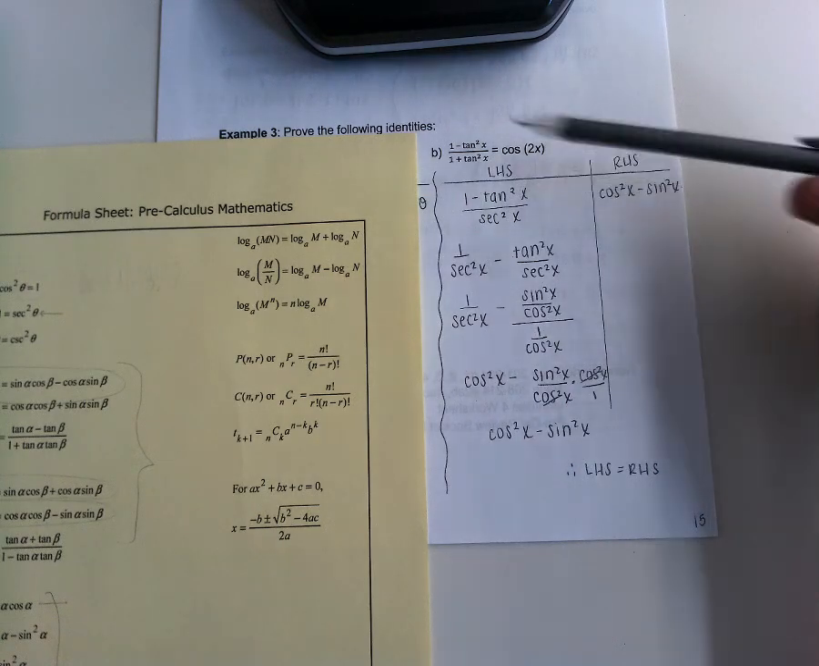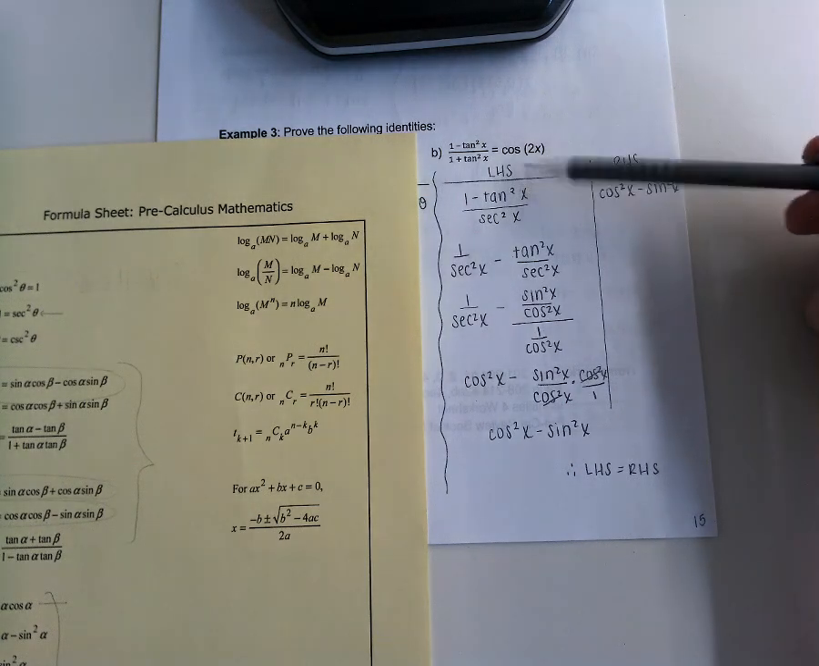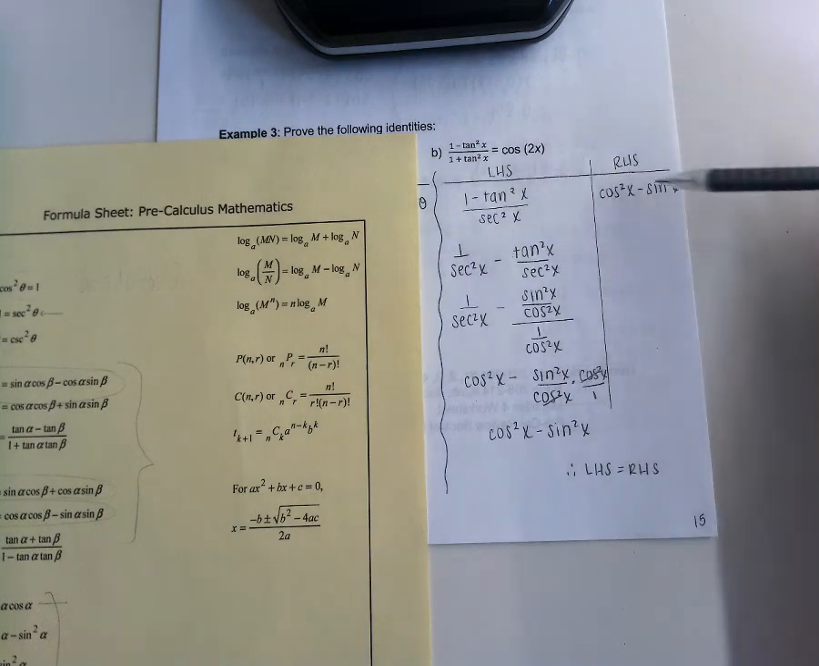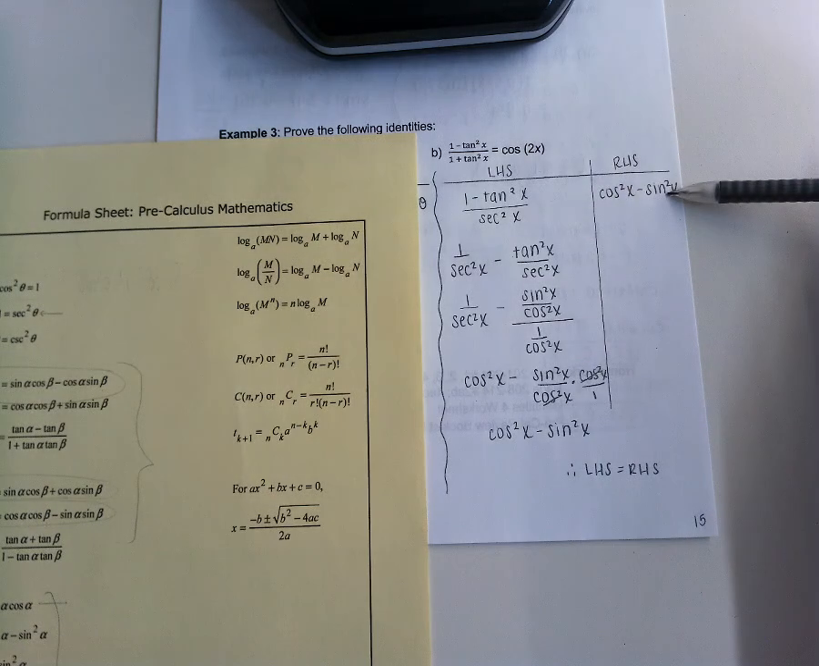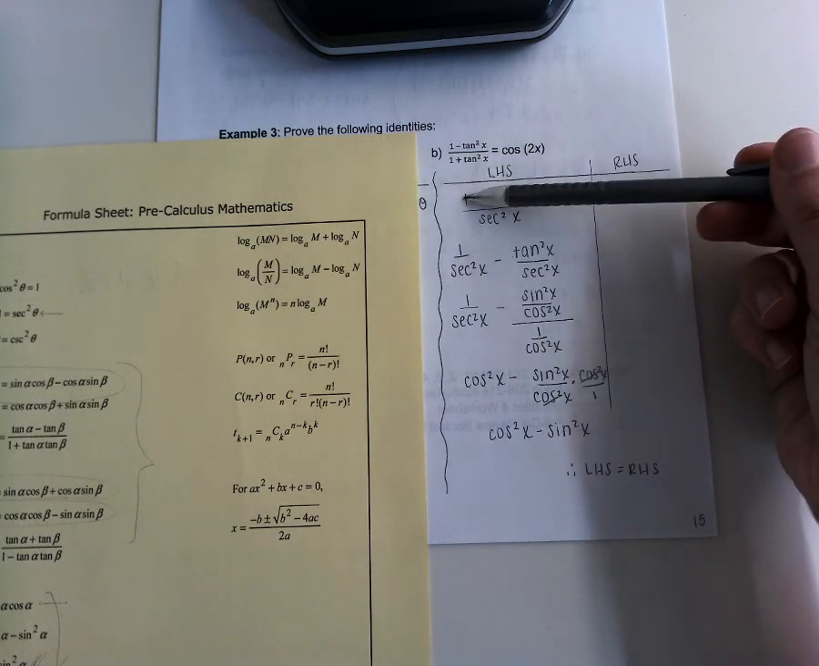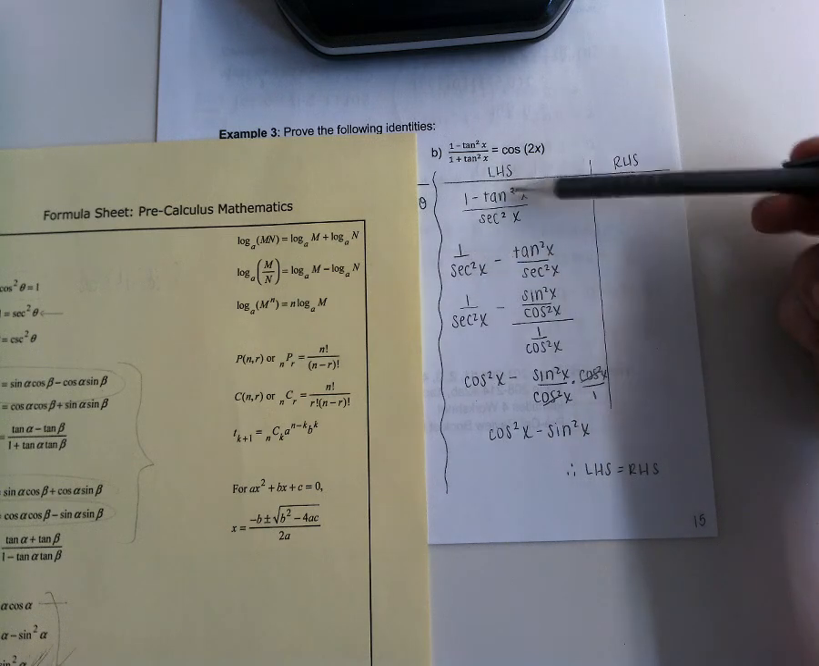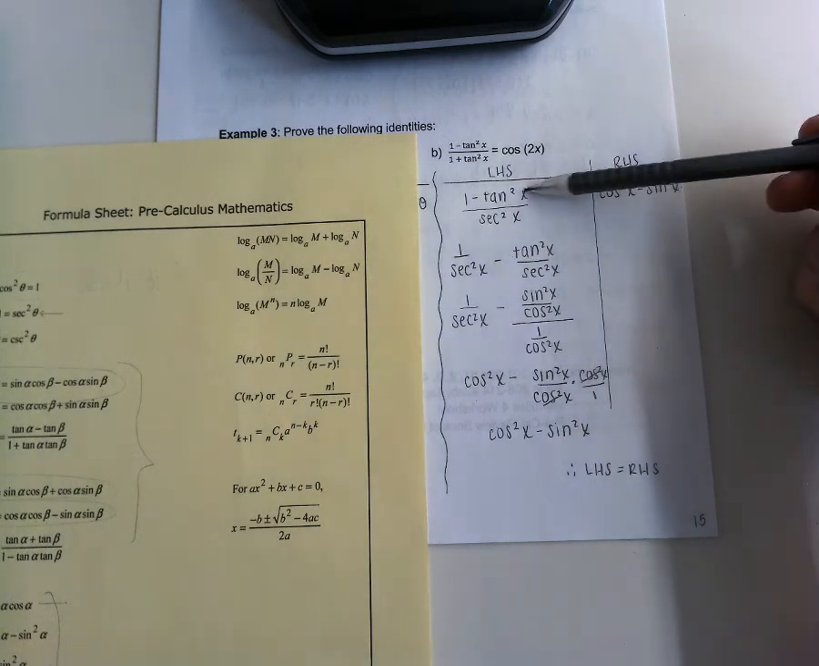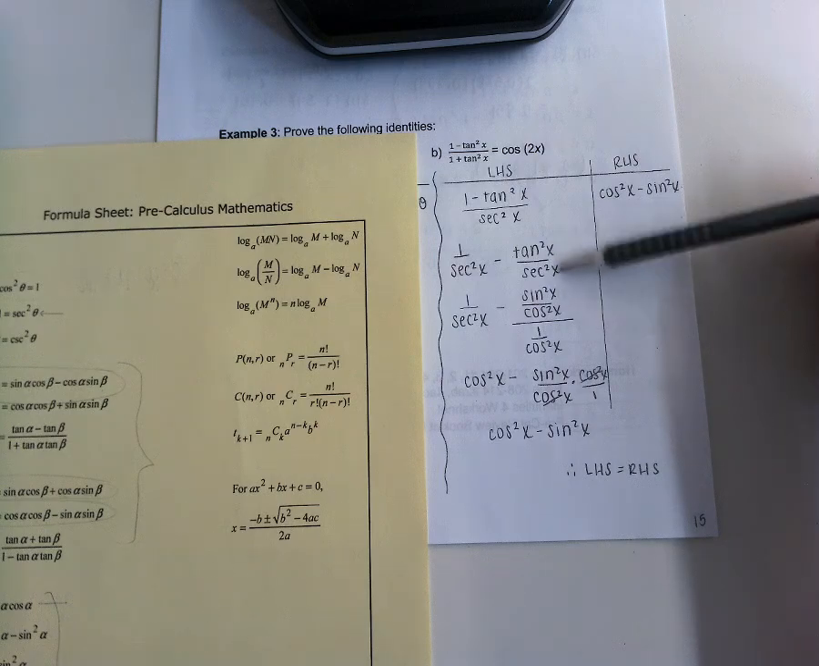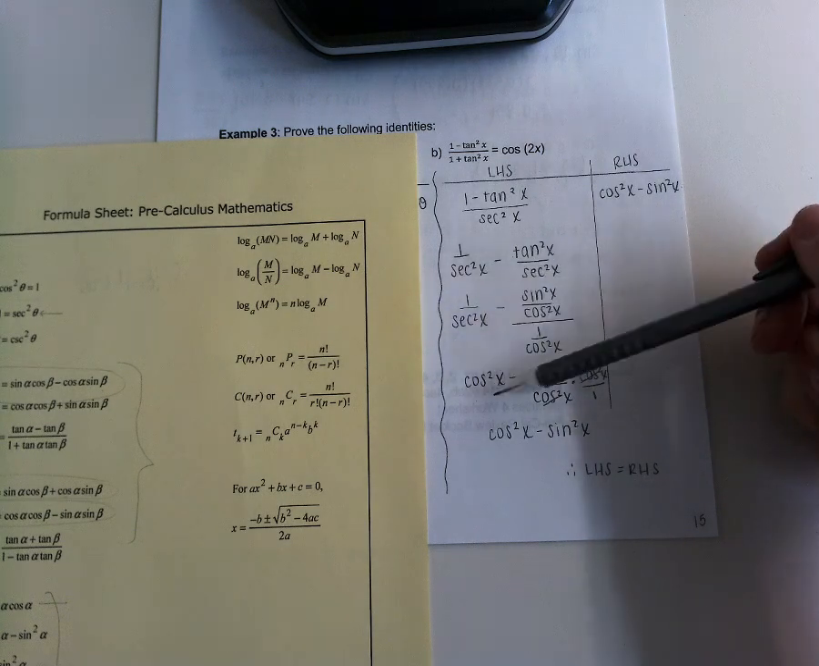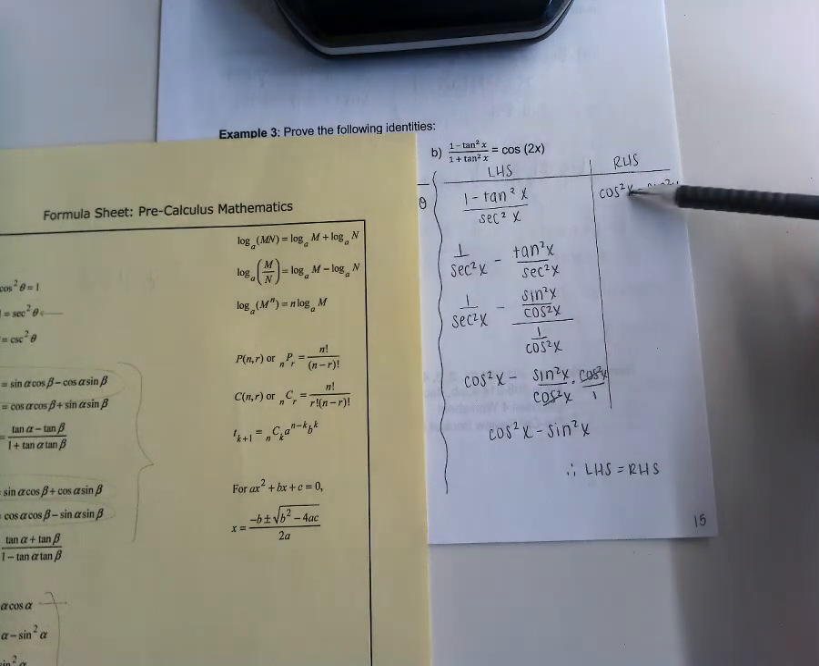So here, what I did was I actually split up the 2 terms. The reason I did that was because over here I saw that I had 2 terms. So if I write 1 over secant squared as 1 term, and then minus tan squared over secant squared as a separate term, then I can see right here 1 over secant squared theta is cos squared theta, which is what I need.